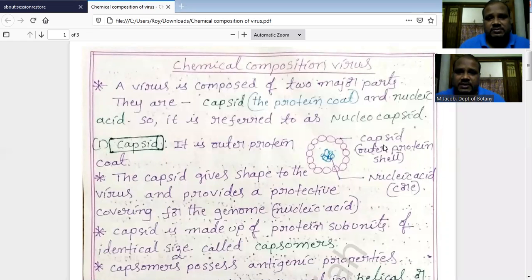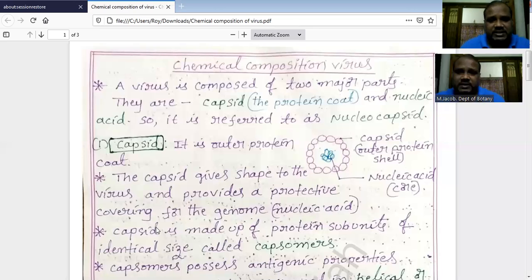That is called capsid. The capsid gives shape to the virus and provides a protective covering for the genome, that is nucleic acid. This is nucleic acid. This nucleic acid is protected by a protein coat that is called capsid.